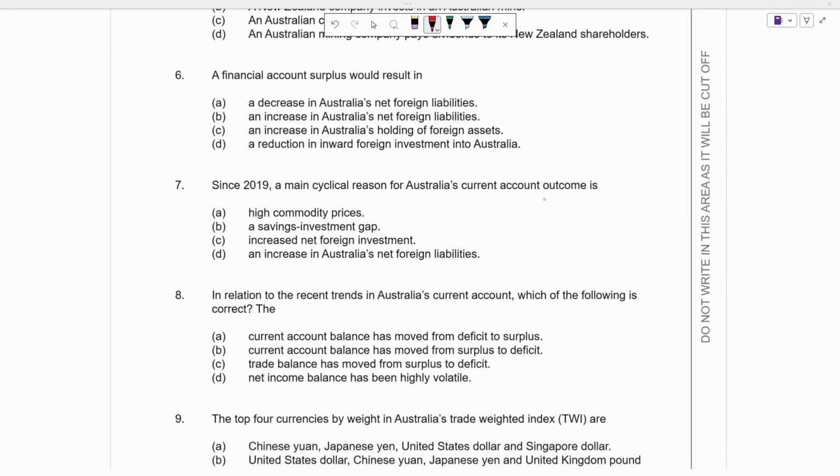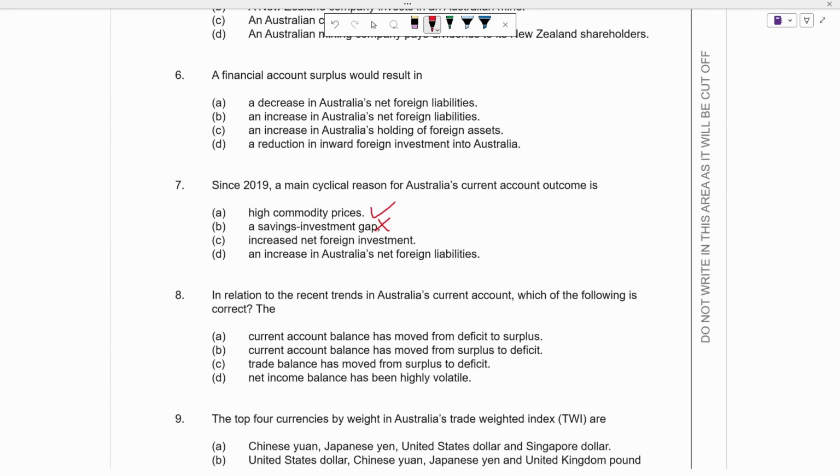So let's go through the answers. A, high commodity prices. This one is correct, as this is a cyclical component. Furthermore, a high commodity price would lead to an increase in the trade balance, which contributed to Australia's current account surplus. B, a savings investment gap. This one is incorrect, as this is a structural component.